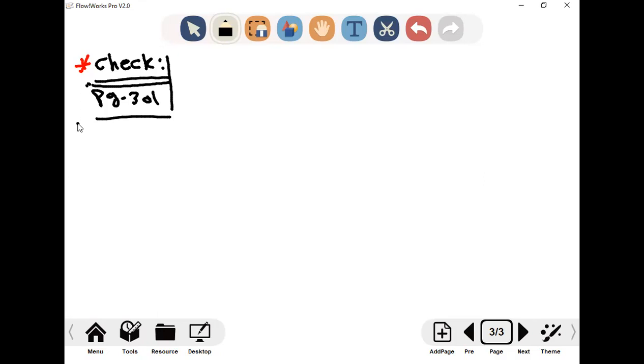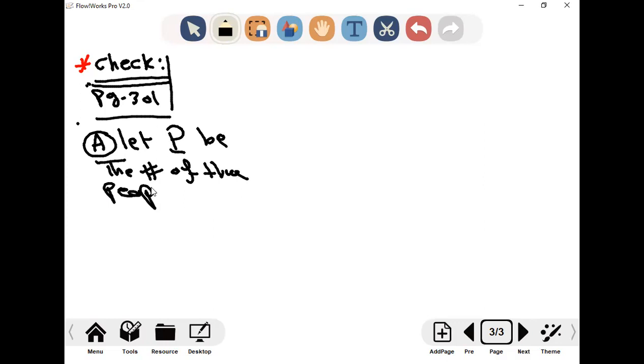P, they call it P. Before, we said let x, right? But here they gave us the variable which we need to use, which is P. So we will say in part A, focus with me now. In part A, let P be the number of the people. You don't write this? It's written for you, right? It says use the number of people P. Be the number of the people.